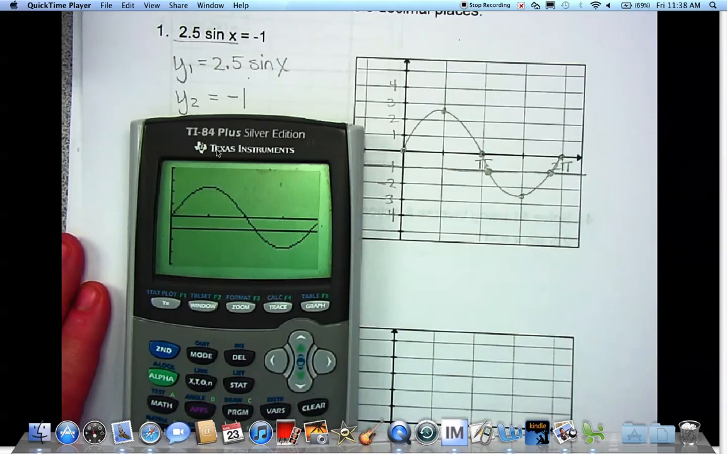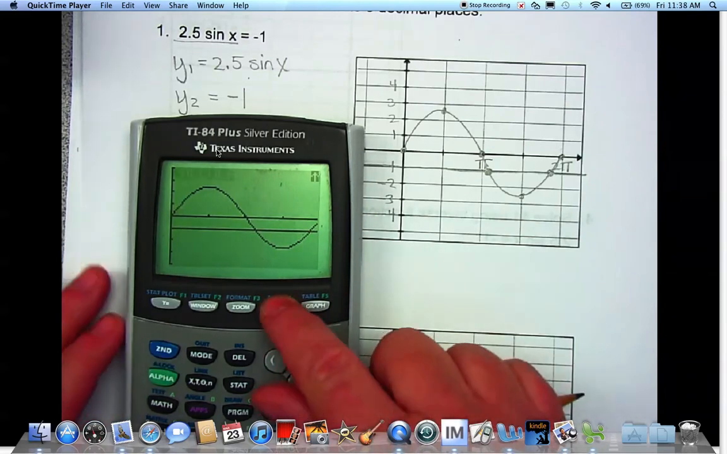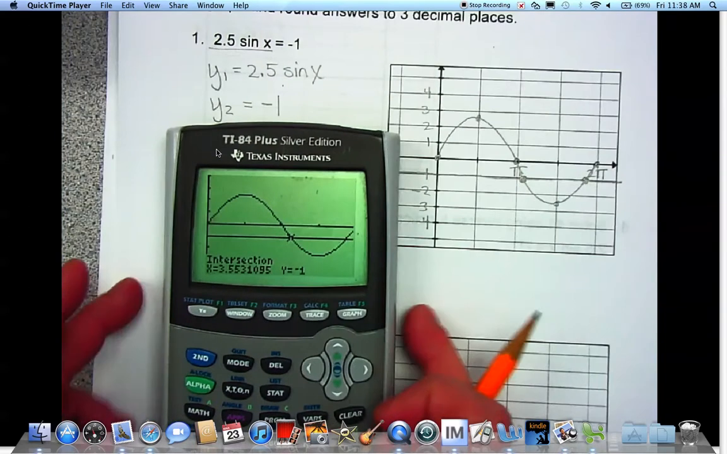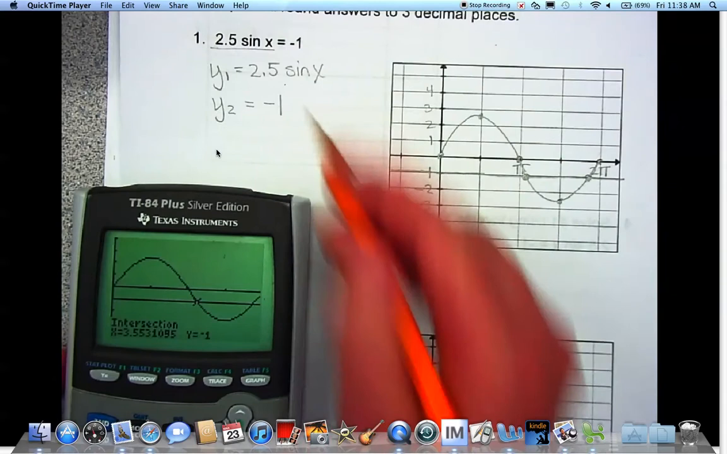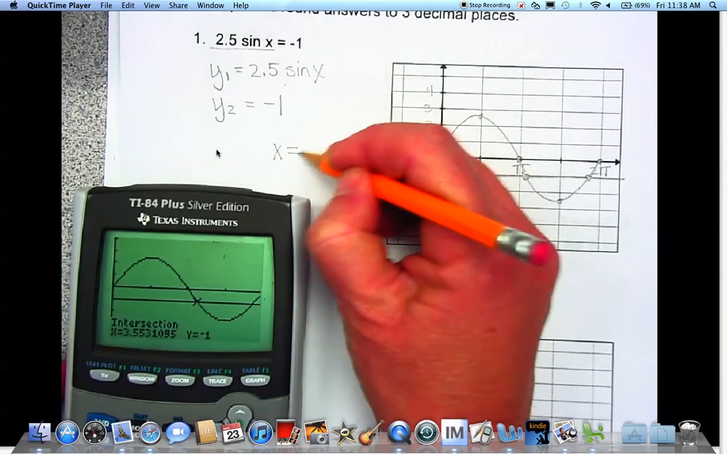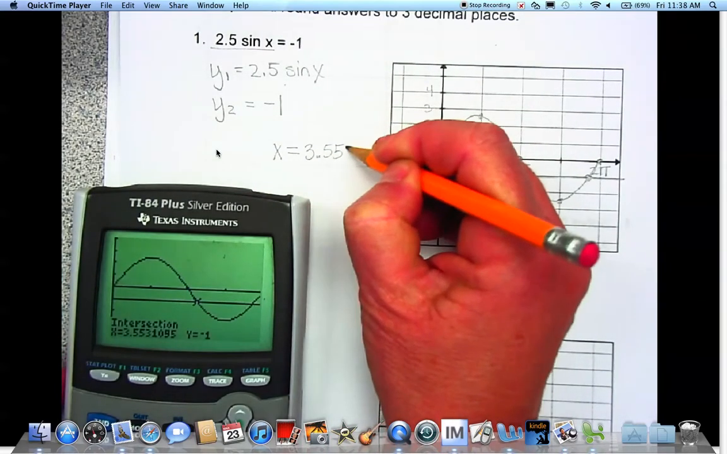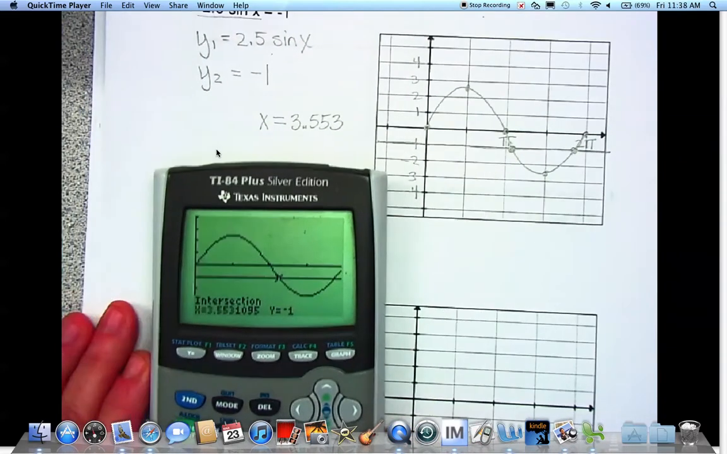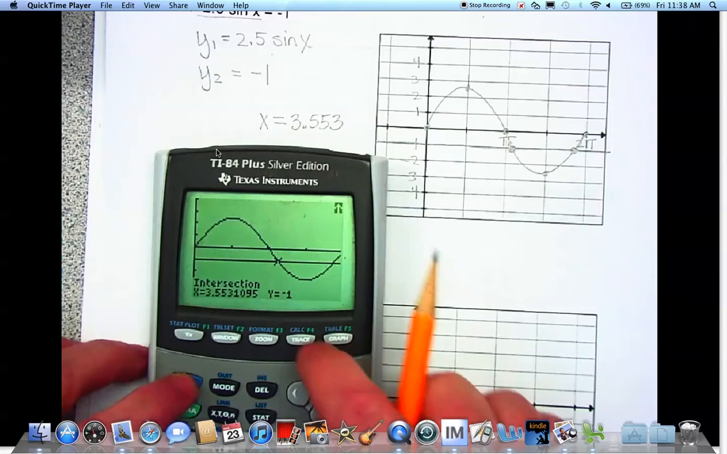How do you find the intersection? Second calc, or second trace, intersection. Okay, and we need to get over to the one we want. Just make sure you move your cursor to the intersection you're looking for. Yep, 3.553. It says 3 decimal places, so x equals 3.553. Okay, then we'll go to the next one and do it all over again.